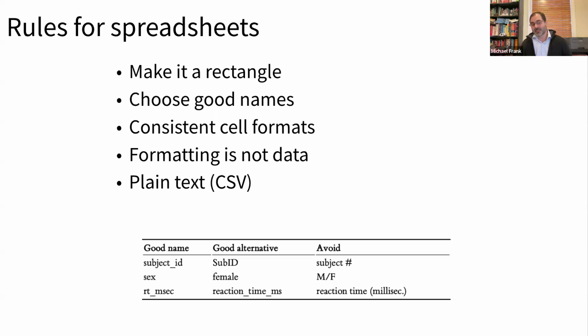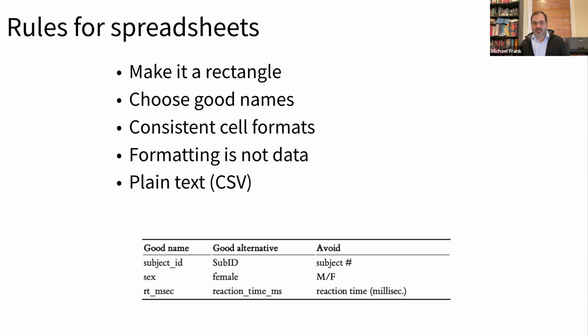Subject underscore ID is a very clear name. If you like capitalizing things, you can use sub ID. You probably shouldn't put special characters like a number sign in there. Sex is a perfectly good name. Female is a good alternative, and that can be true or false. Then you don't have any coding problems about what 1 or 0 means. So if you name the variable female, 1 means female. You should probably avoid both the special character and this ambiguous M/F. Without context, it's very hard to figure out what that means.